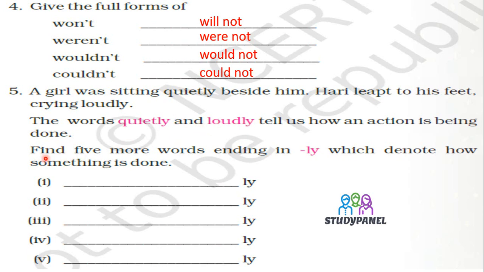Now we have to find out five more words ending with ly which denote how something is done. So if you know any one word ending with ly, you can type it in the chat box. Badly, certainly, safely, surely, definitely. So these all are, see, we will remove this ly because we have already placed ly over here. There is no need to write ly two times.